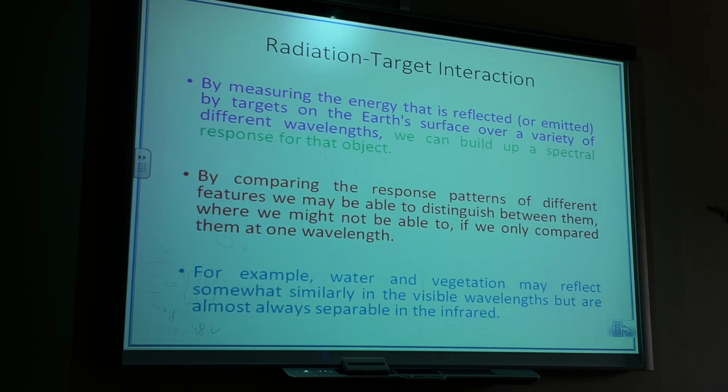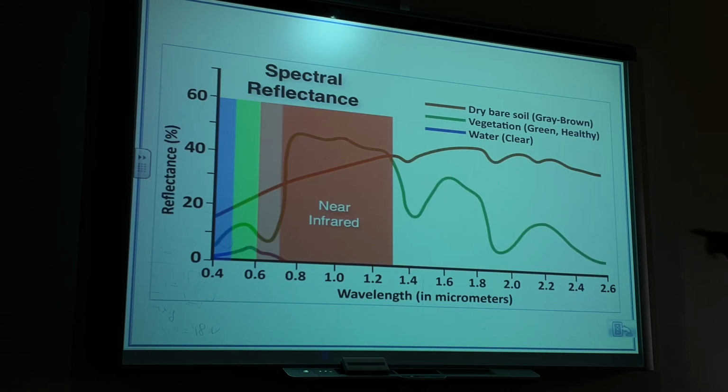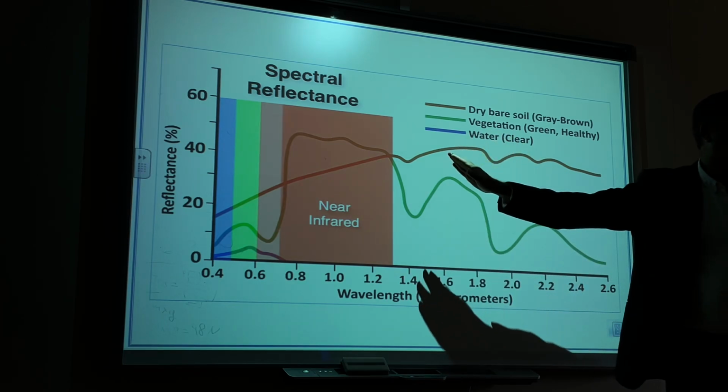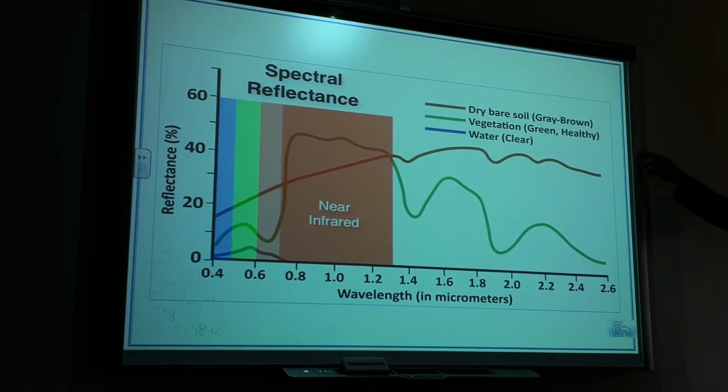Now, by comparing the response pattern of different features, we may be able to distinguish between them where we might not be able to if we compare them only at one wavelength. So, instead of looking at different things at one wavelength, you have to see them at different wavelengths. You have to see the reflection in different bands. If you have to find out the difference between bare soil and vegetation, which part of the wavelengths will you look for? Near infrared or far infrared? Far infrared. In the far infrared, if you see, there is maximum difference. The reflection should have maximum difference between 2 objects to easily identify them.